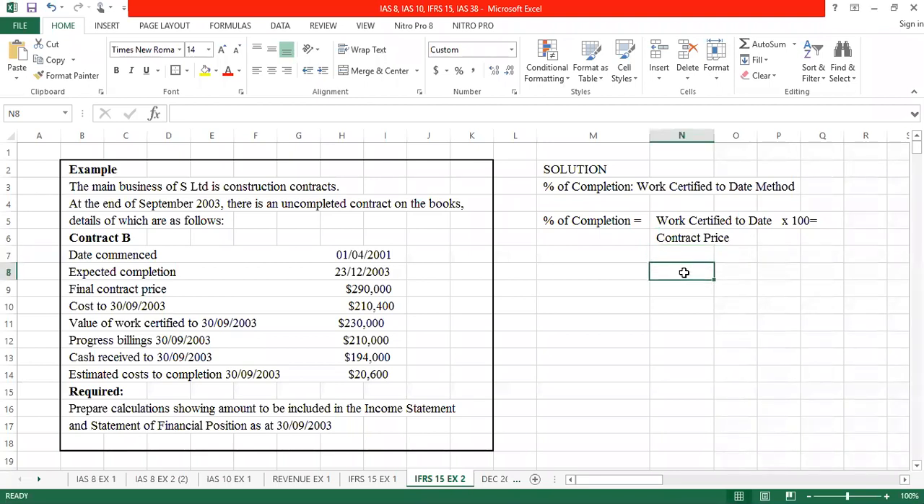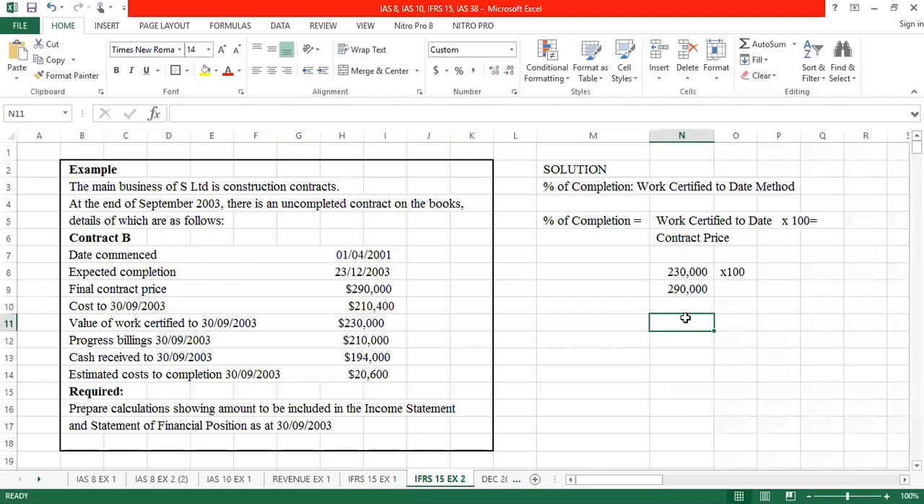So in this case, what is the work certified to date? Work certified to date is 230,000. I hope you can all see that. So it will be 230,000 divided by the contract price. The contract price is 290,000. Of course, times 100.